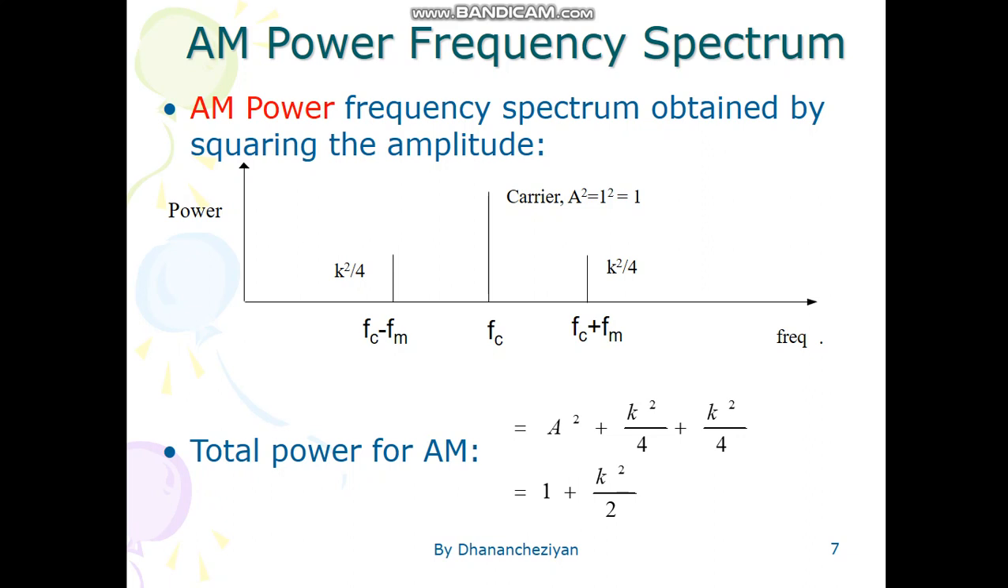So the total power of AM is the power taken to transmit the upper sideband, plus the carrier component, plus the power taken to transmit the lower sideband. It is A square plus k square divided by 4 plus k square divided by 4. We know A square is 1, so this expression reduces to 1 plus k square by 2. So the total power of AM can be written as 1 plus k square divided by 2. This expression gives you a direct relationship between power and modulation index k.